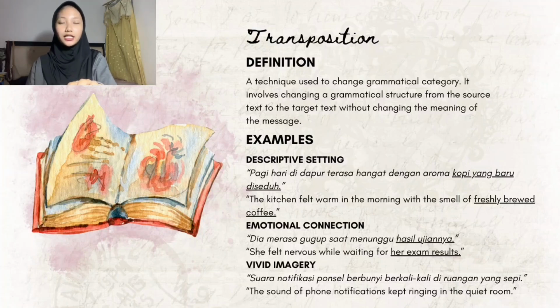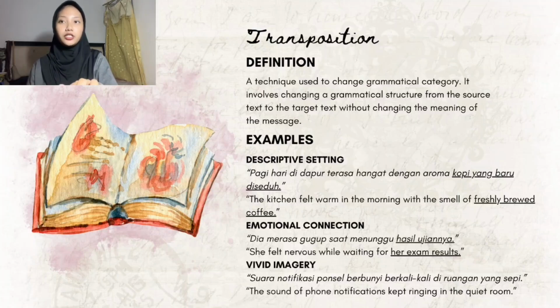So the next technique that I want to talk about is transposition. Transposition is a technique used to change the grammatical category. It means that we change the grammatical structure from the source text to the target text, but the meaning stays the same. The first example is from descriptive setting.